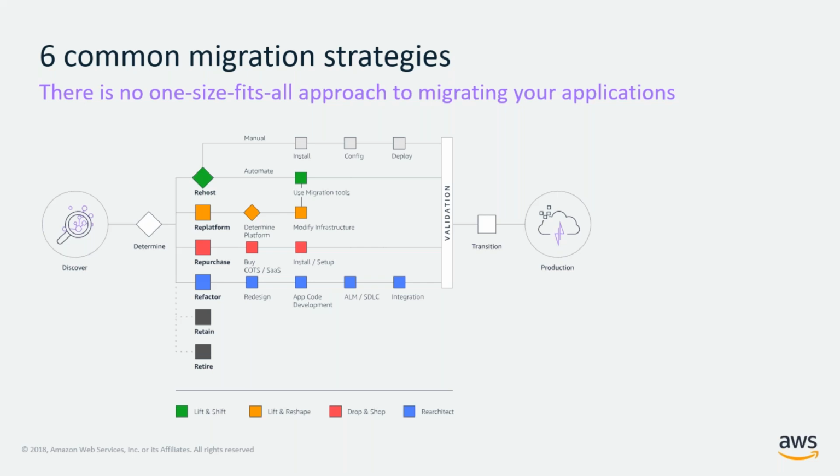And the last one is to retire. That means identifying IT assets that are no longer useful, and you can just turn them off. You're going to be surprised when you finish the discovery process that there are a lot of applications that are no longer used that you can actually just start the retirement process.